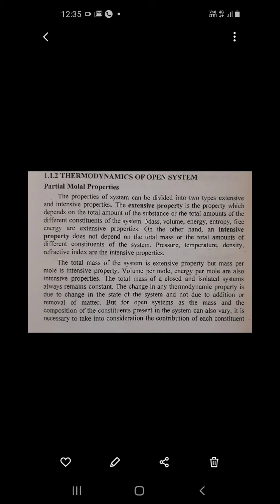In today's video lecture we will study another important topic which is related to the thermodynamics of open system. Before that, again I will revise. So far about thermodynamics we study three important equations. One is Helmholtz free energy equation, second one is Gibbs free energy equation, and third one is a Gibbs-Helmholtz equation.